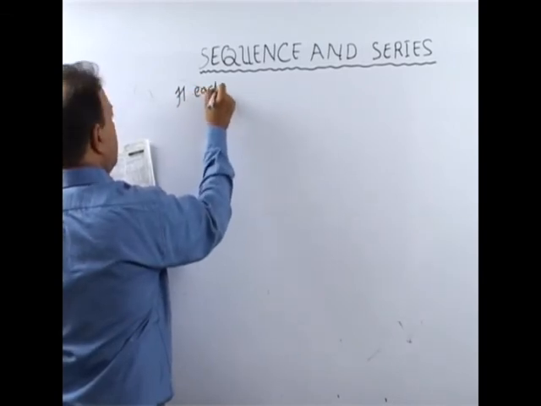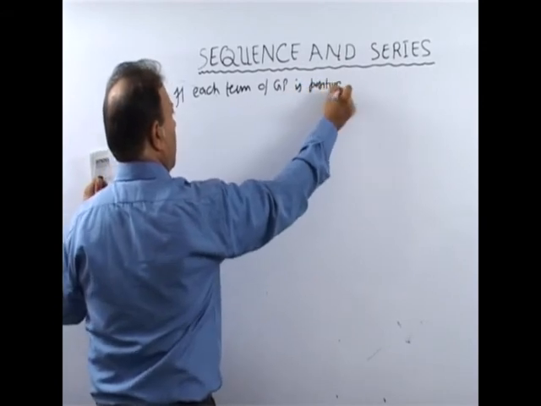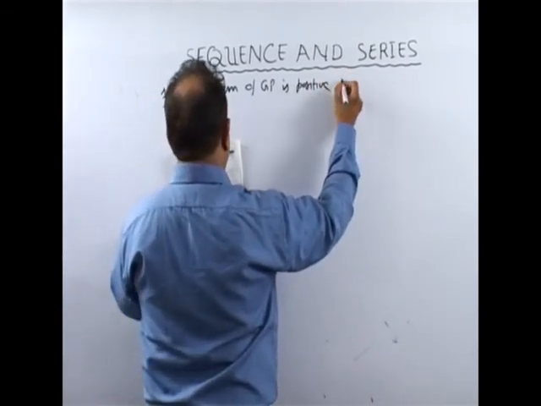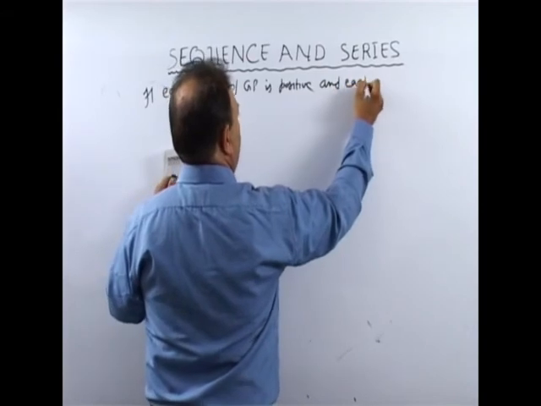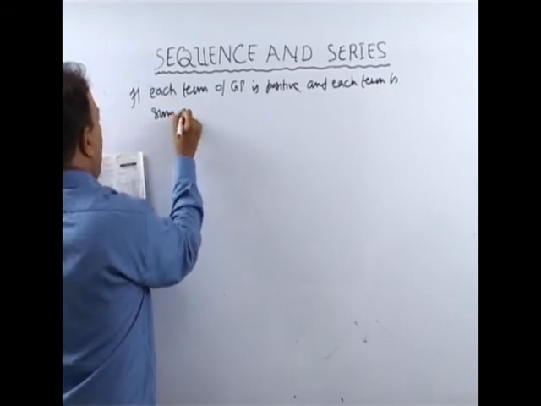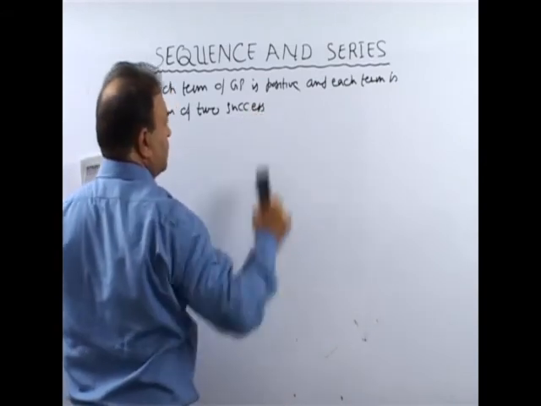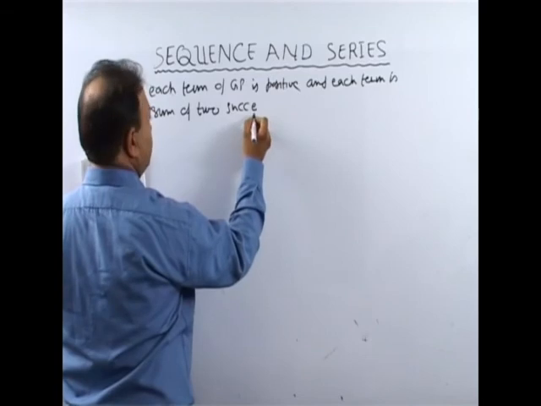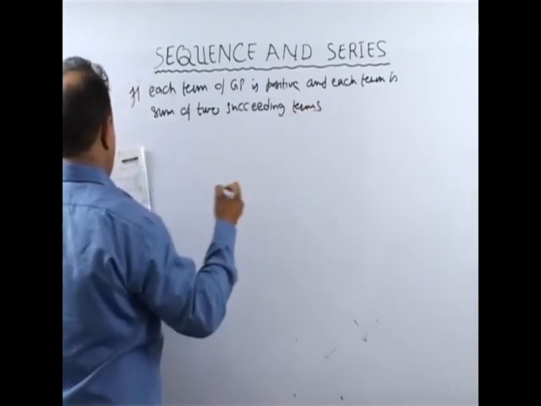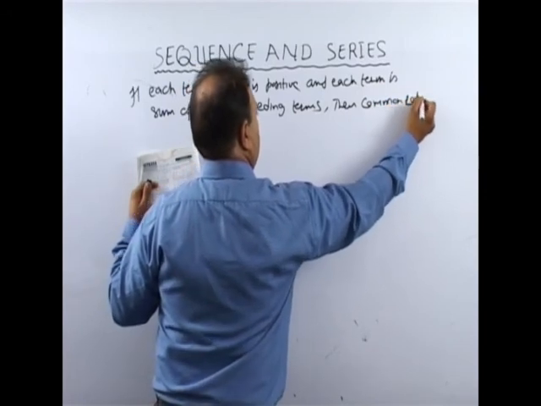If each term of a GP is positive, and each term is the sum of two succeeding terms, then the common ratio is... This question is not part of the booklet; I am just giving it from my own.